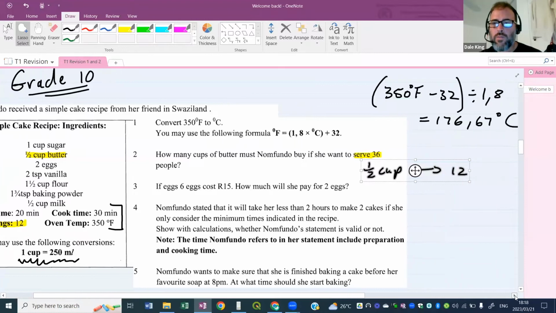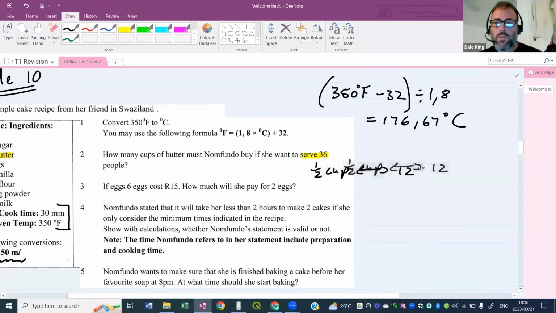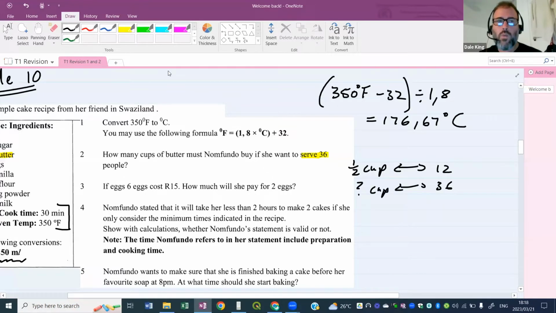All right, so there's my information. We've got half a cup, which is for 12 people, but we want to know how many for 36 people. Okay, so how many cups for 36? Well, what am I doing to this 12 to get 36? I'm increasing it, right? I'm making it bigger. By how much? By 3. 12 times 3 will get me to 36.